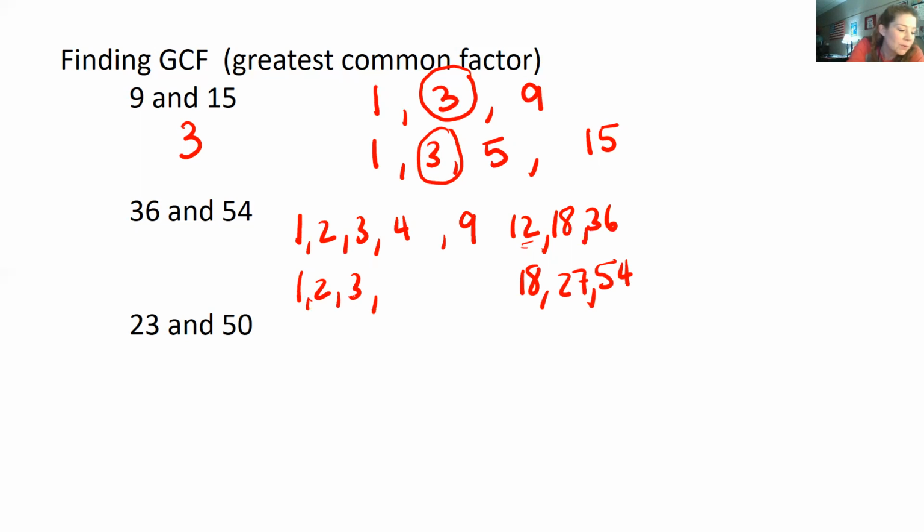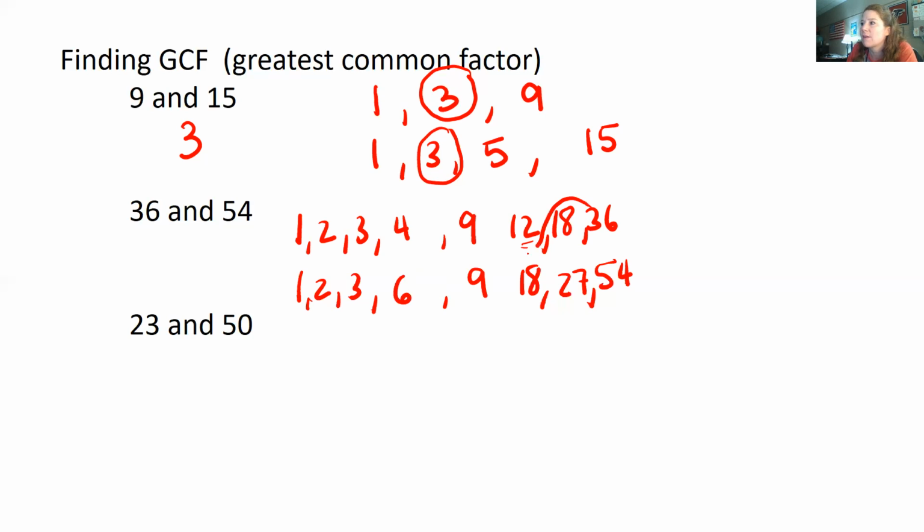I don't think 4 is, right? No. 5, no, but 6 is, right? So 6 and 9. 10 isn't, 11 isn't, 12 isn't, 13, nope, 14. And then we get up to 18. So we're done. All right, so what's the biggest number that you see on both lists?